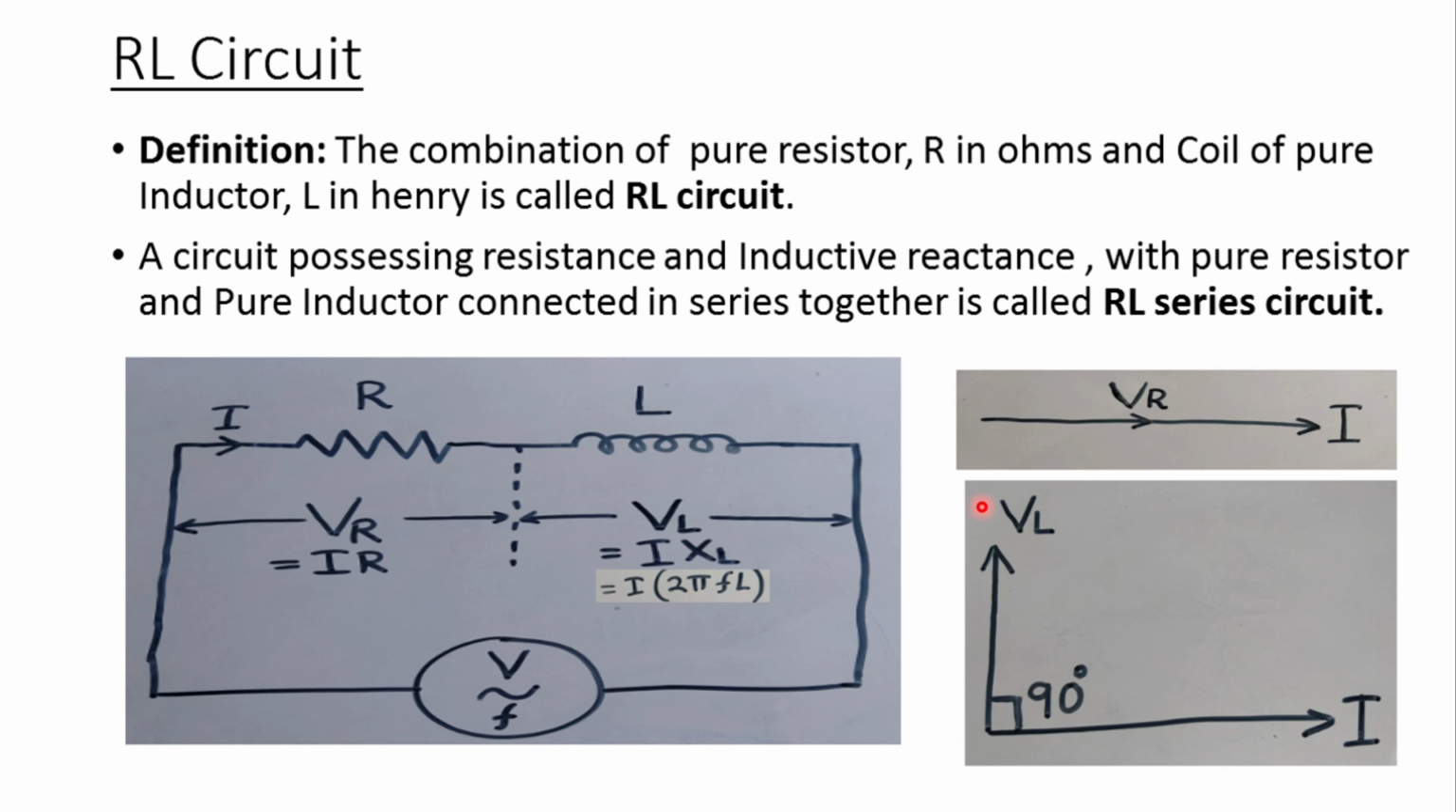Now in a pure inductor, VL leads the current I by 90 degrees. If we consider current as a reference vector, then VL leads the current by 90 degrees. That is, VL is ahead of I by 90 degrees. The voltage VL leads the current because, due to the transient behavior, the inductor acts as an open circuit, which does not allow current to flow through it, but has voltage across its terminals. Hence voltage leads current in an inductor.